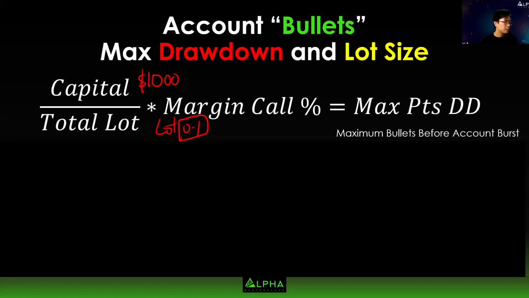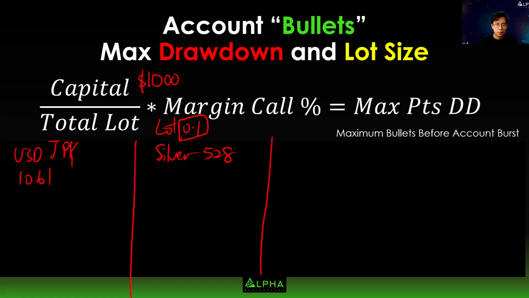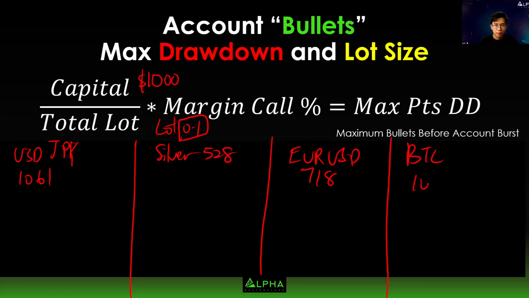There are lots of markets that suddenly jump in. Okay, number one is USDJPY. USDJPY is 1061. Cut. Other market. Silver 528. Cut. And then we have Euro USD, 718. And then BTC, 100,140. Okay. So what you guys can do?